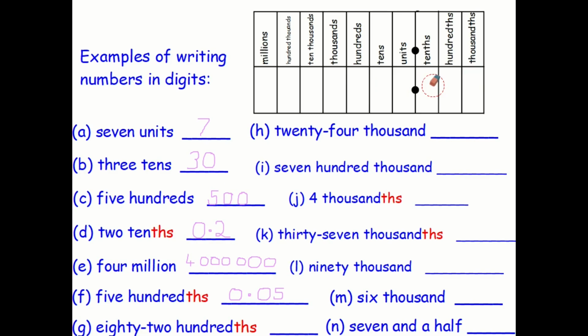Part G, 82 hundredths. Now, you might think, well, 82 hundredths, does it look like this? Well, no, because we can't have 2 digits in the same column. 82 hundredths, we actually write like this. So 82 hundredths is like this. And you put your 0 there. So 0.82.